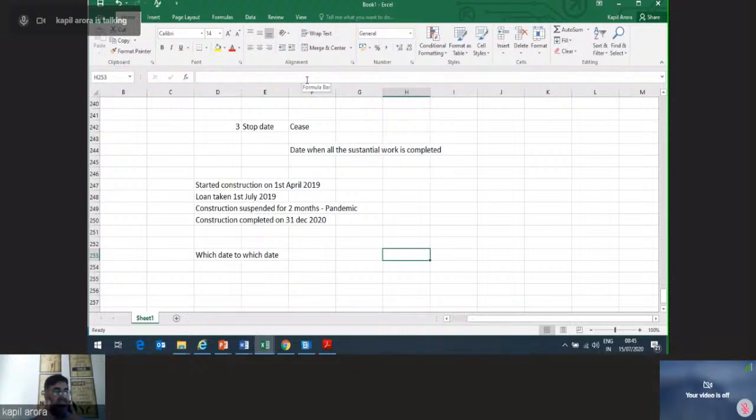So capitalization would start at the commencement. Started construction 1st April, loan taken 1st July. So it starts from 1st July, ends on 31st December. It means it is in total 18 months. But the 2 month suspension which is there, no, Erika, the bank will start charging interest from day one when they have given the loan. So the suspension period of 2 months, which is there for the pandemic.